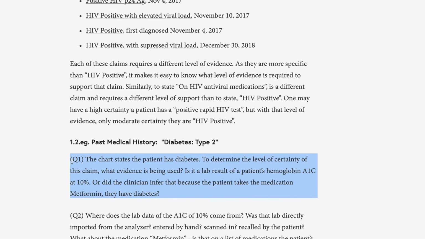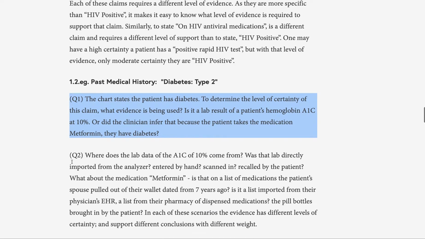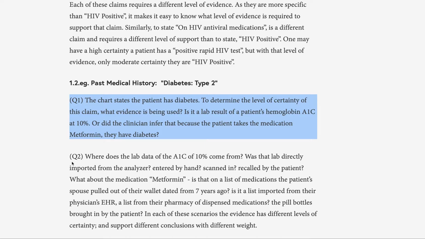Now we move into the second part. Let's analyze the quality of the data. Was the A1C of 10%, similar to the previous example, coming directly from the lab analyzer? Was it entered by hand? Was it scanned in? Was it recalled by the patient? These all affect the quality of that data, which all affect the certainty of the diagnosis.